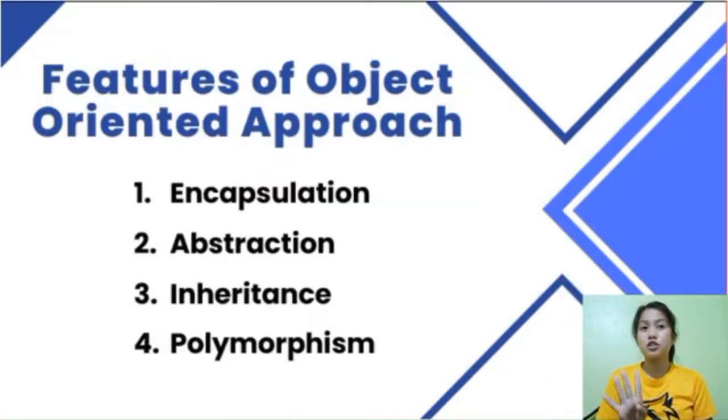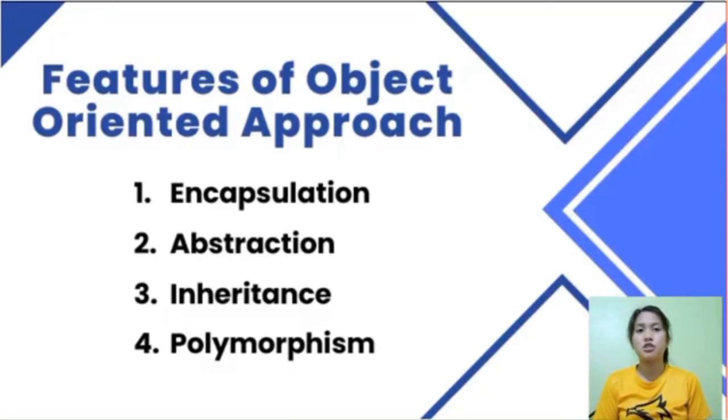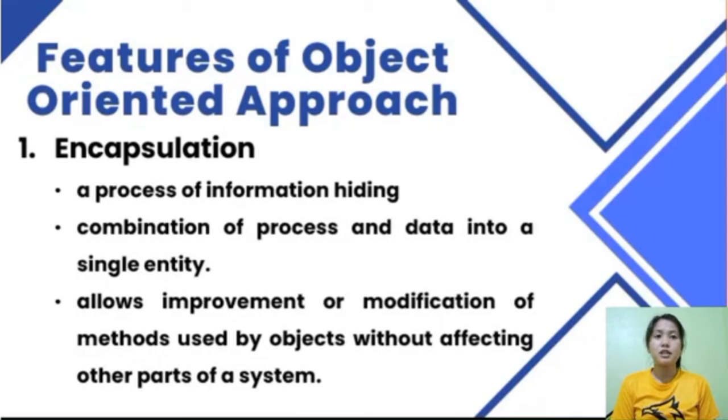There are also 4 features of object-oriented system, and this includes encapsulation, abstraction, inheritance, and polymorphism. So first, let's talk about encapsulation. An encapsulation is a process of information hiding. It is simply the combination of process and data into a single entity. Data of an object is hidden from the rest of the system and available only through the services of the class. It allows improvement or modification of methods used by objects without affecting other parts of a system.